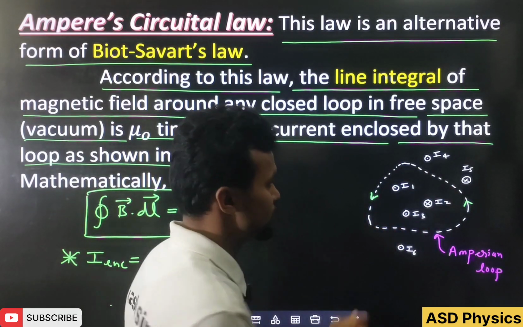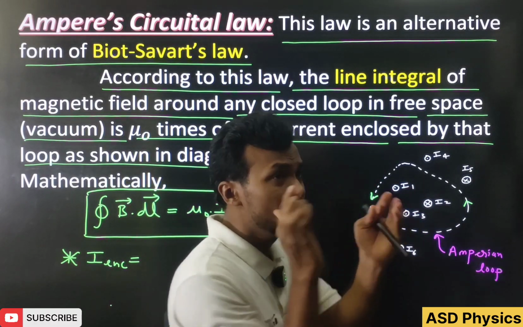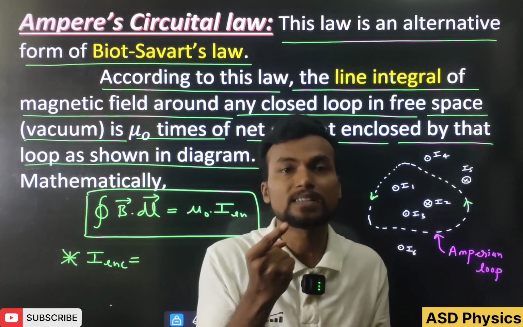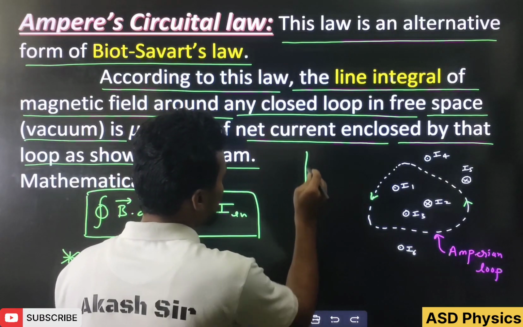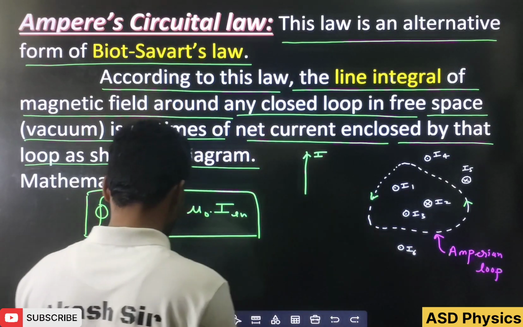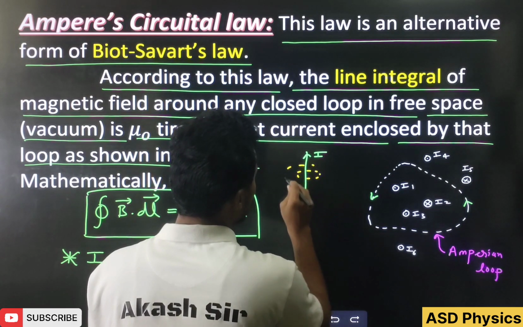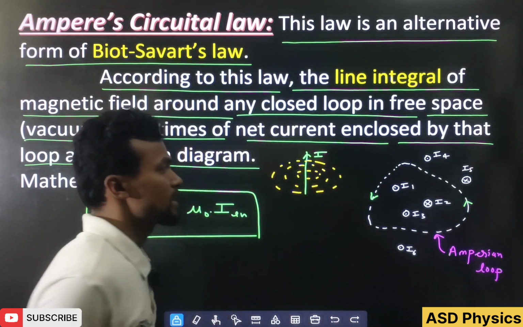If I take I1, with my thumb along the current, because one thing to remember here is that whenever a straight wire is there, the magnetic field due to that will be concentric circles. If there is one wire carrying current I, how will the magnetic field lines be? They will be concentric circles like this, even that you have seen in 10th also.